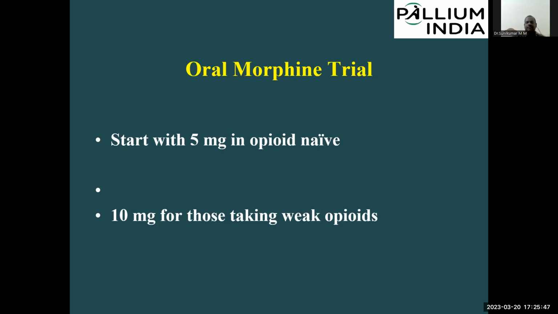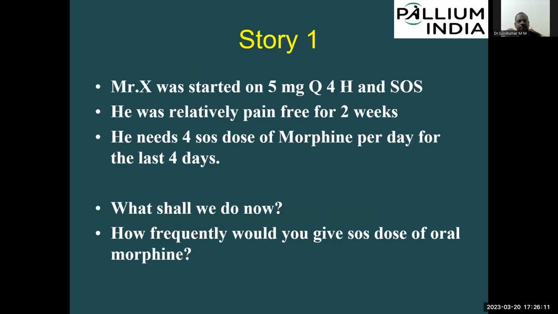Okay. So oral morphine, if you have only oral morphine, start with 5 milligram in patients who are not taking any opioids. But if the patient is on weak opioids like tramadol, tapentadol, or codeine, stop that and then start the patient on 10 milligram of morphine 4 hourly and SOS. Okay. So please read this patient story. Somebody please read it for me.